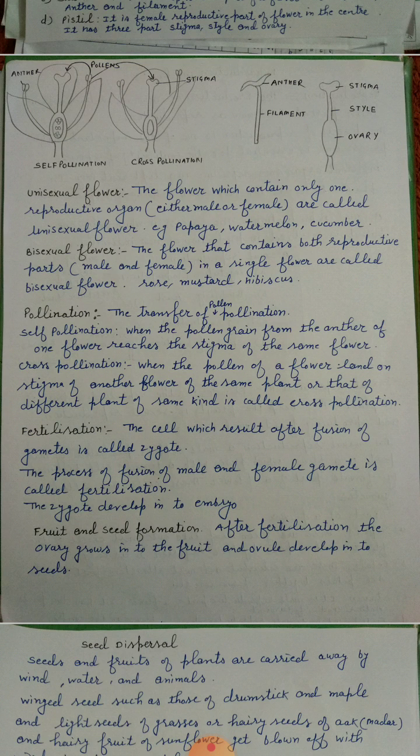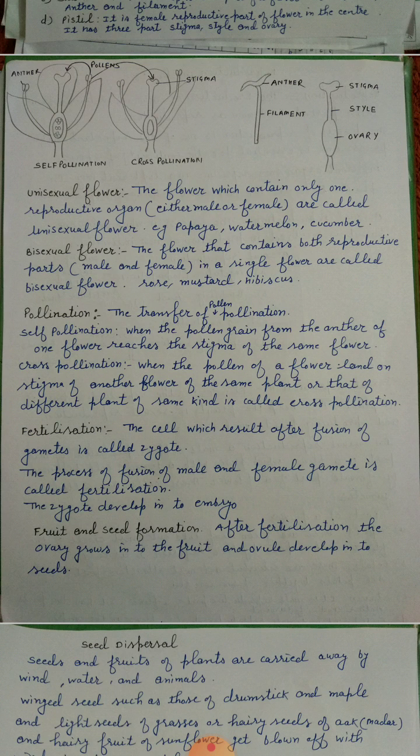which shows self-pollination and cross-pollination. Before discussing self-pollination and cross-pollination, we will discuss different kinds of flowers: unisexual flowers and bisexual flowers. A flower which contains only one reproductive organ, either the male or the female part, is called a unisexual flower. Examples: papaya, watermelon, cucumber, etc. A flower that contains both reproductive parts, male and female, in a single flower is called a bisexual flower, like rose, mustard, and hibiscus, which we call China rose.